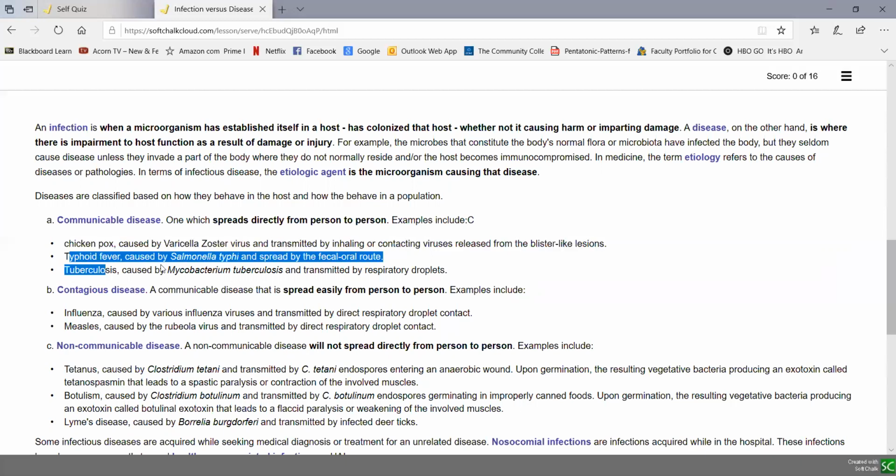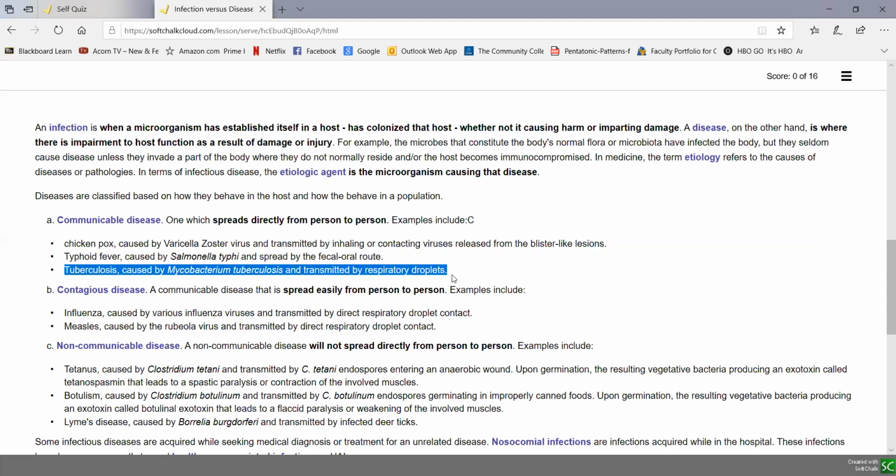Typhoid fever is caused by Salmonella typhi. It's spread by the fecal-oral route. Tuberculosis, caused by Mycobacterium tuberculosis, is transmitted by respiratory droplets. And of course, we could add to that COVID-19, caused by the SARS-CoV-2 virus.